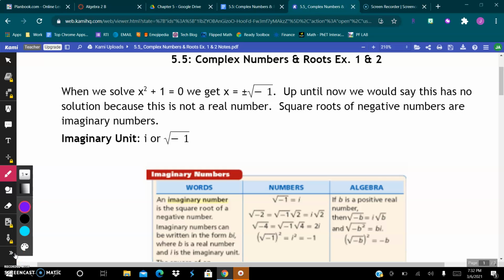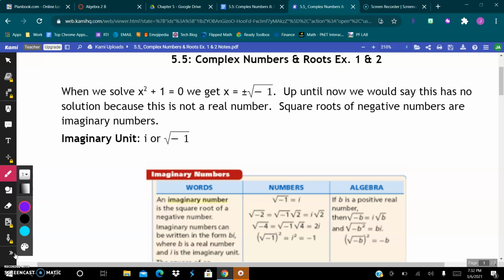For section 5.5 on complex numbers and roots, we are going to split this up over the next few days. So we're just going to do the very basic part today. When we solve something along the lines of x squared plus 1 equals 0, we would get x equals the positive or negative square root of negative 1. And I would have you write no solution because we cannot take the square root of negative 1. Therefore, there is not a solution because it's not a real number.